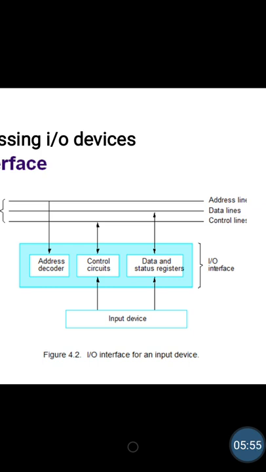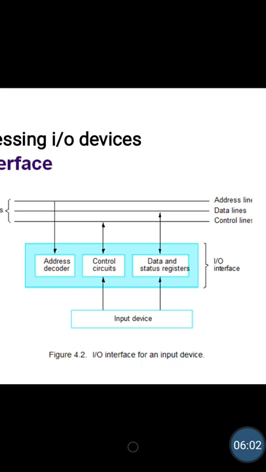What will the control circuit be doing? The control circuit is required to coordinate the input output transfers. All the input output transfers that are under process are to be coordinated, and that can be done by using the control circuit.